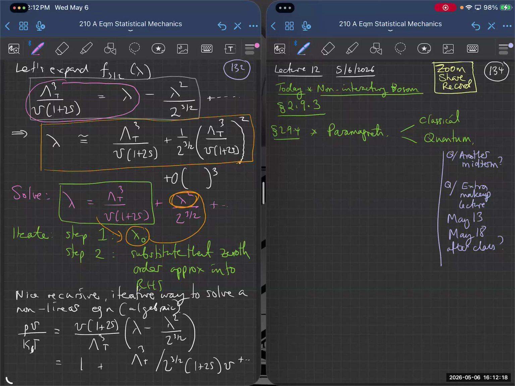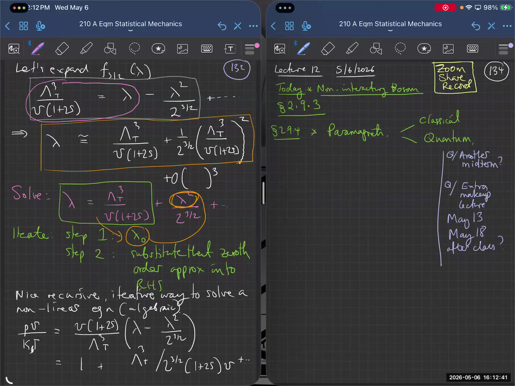So then what I did for you was I expanded f3 halves of lambda to second order in lambda, in terms of the fugacity. And then I wrote the fugacity in terms of the thermal de Broglie wavelength divided by the volume per particle. So you can think of that parameter as being a small parameter, the expansion parameter as you're expanding around the classical gas and going into the quantum regime.